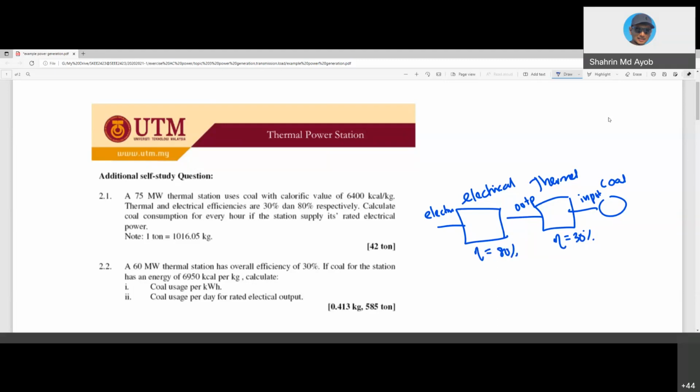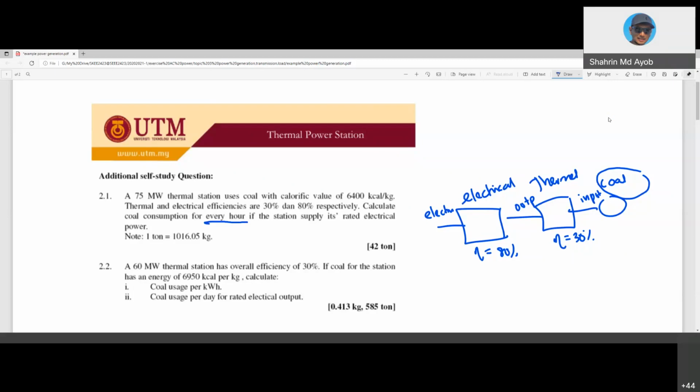The question is to calculate the coal consumption, meaning how much coal needs to be burned up for every hour, if the station supplies its rated electrical power. So you need to read every sentence carefully, because each sentence has very big information there. For example, this one: every hour.